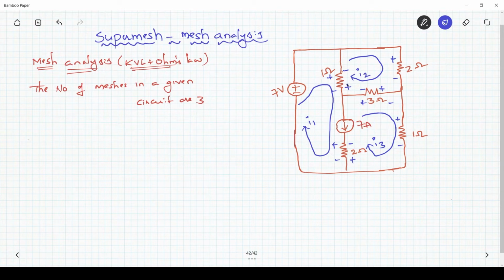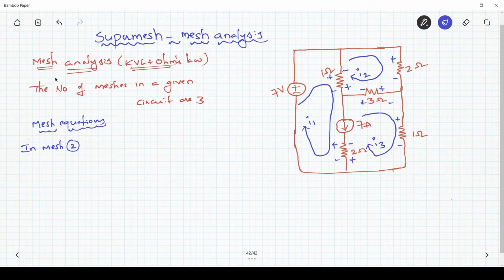So now what is the final step? You have to write the mesh equations. We are having three meshes, so the number of mesh equations we get is 3. I am writing the mesh equation in mesh 2.